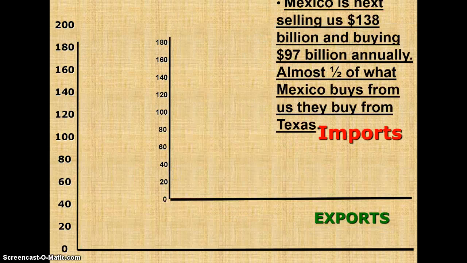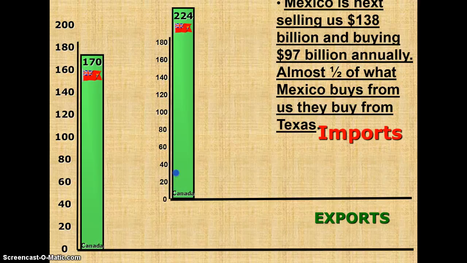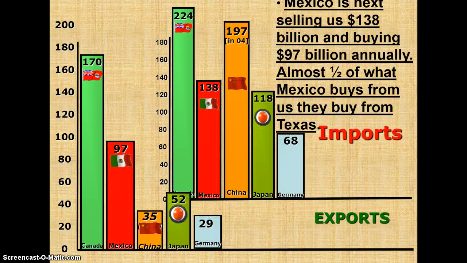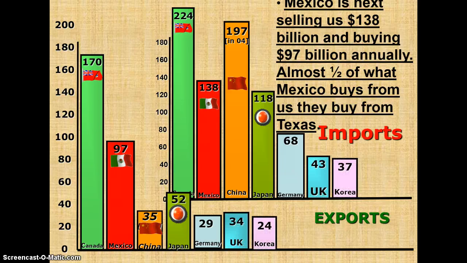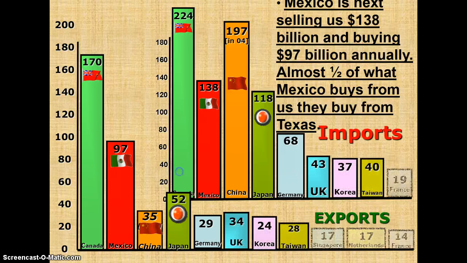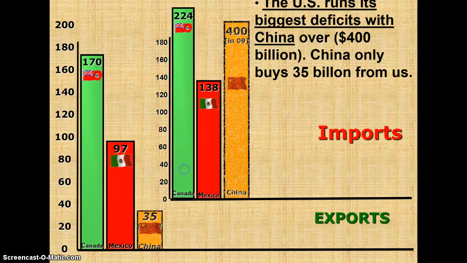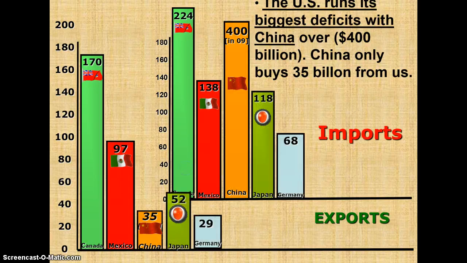Okay. Mexico's next, selling us $138 billion and buying $97 billion annually. Almost half of what Mexico buys from us, they buy from Texas. Texas is like a country by itself. Anyway, if you want to fact check any of this and update my data, bonus points. The U.S. runs its biggest deficits with China, over $400 billion. China only buys $35 billion from us. We are trying to change that, though.